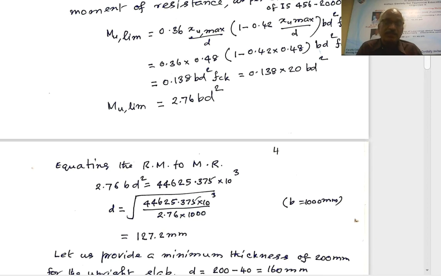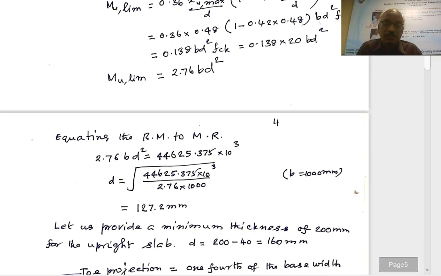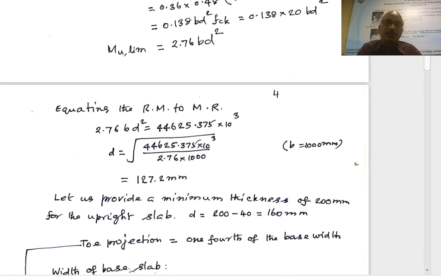Substituting, you get D equal to 127.2. But for a 7.5 meter height of wall, we will provide a minimum thickness of 200 mm. Let us provide a minimum thickness of 200 mm for the upright slab. Therefore, effective depth is equal to 200 minus 40, which is 160 mm.